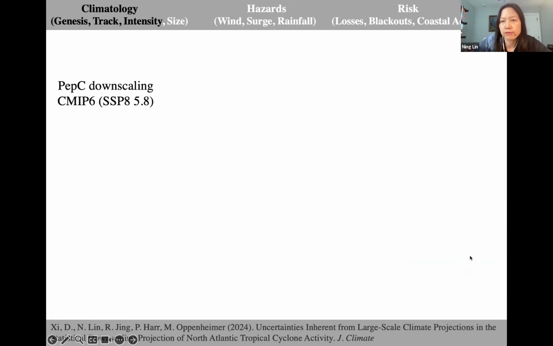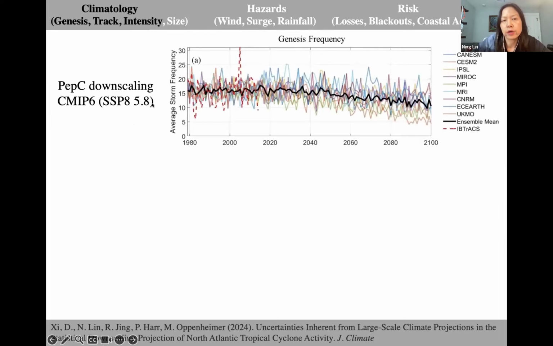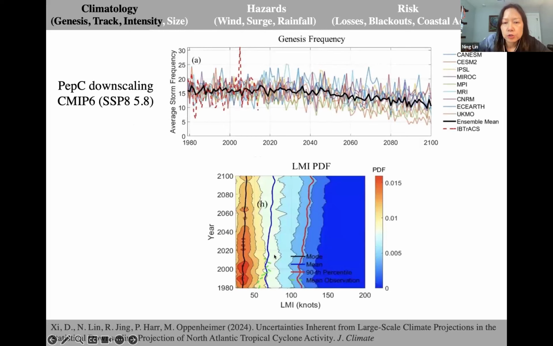Recently we have used this model to downscale the global climate model CMIP6. This is an example for the high emission scenario. We simulate thousands to tens of thousands of storms for the Atlantic basin, and then we look at the average storm frequency over the basin for each of these different climate models. The black is the ensemble mean of these climate models. As you can see, our model predicts that the frequency will slightly decrease due to climate change over the century. However, this model also shows that intensity will increase.